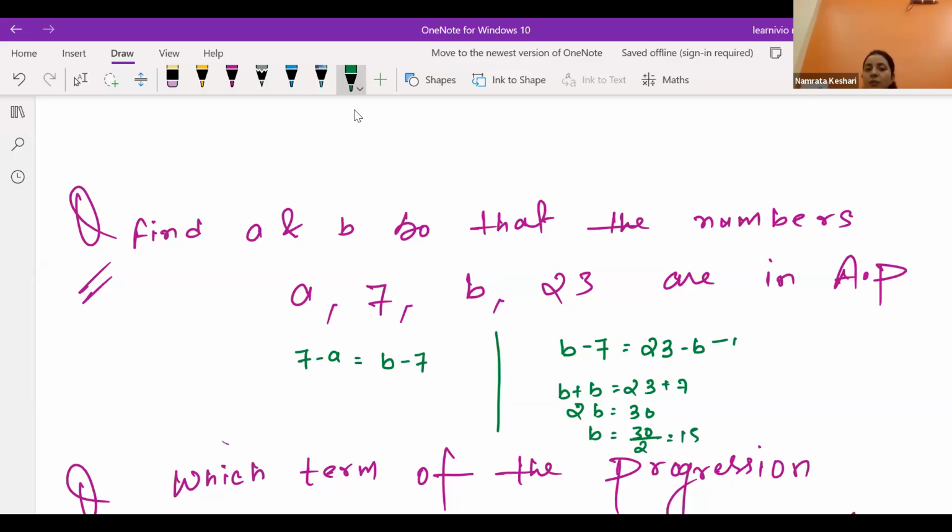Since it is in AP, the differences must be common. Common difference must exist. So here we'll have 7, 7, 14, and here B plus A. Our B is 15 plus A, that is 14. A we are getting from here, minus 1.